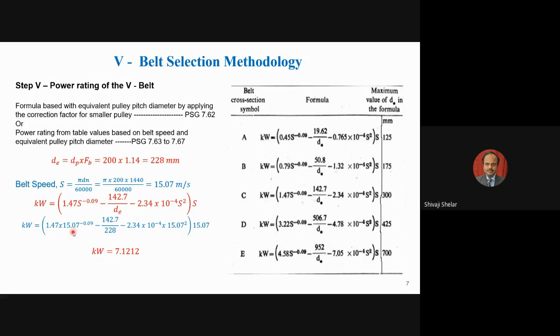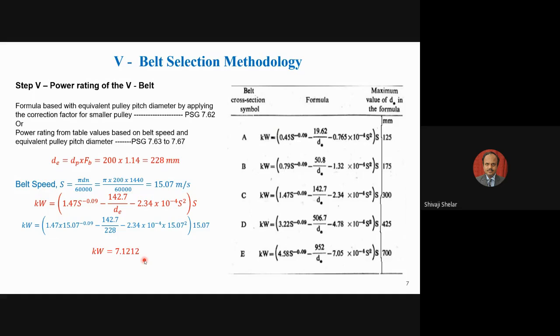So we have got 1.47 into 15.07 raised to minus 0.09, and putting this value of DE here as 228, S is equal to 15.07. The power rating of a V belt, single V belt, is equal to 7.1212. This is the power rating of the single V belt, 7.1212 kilowatt.